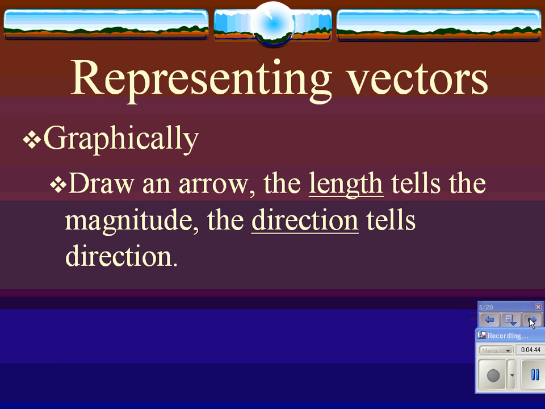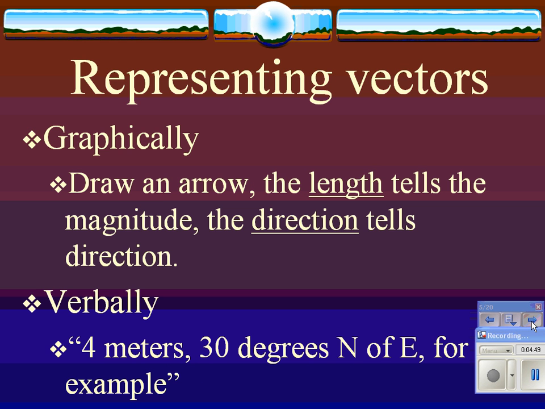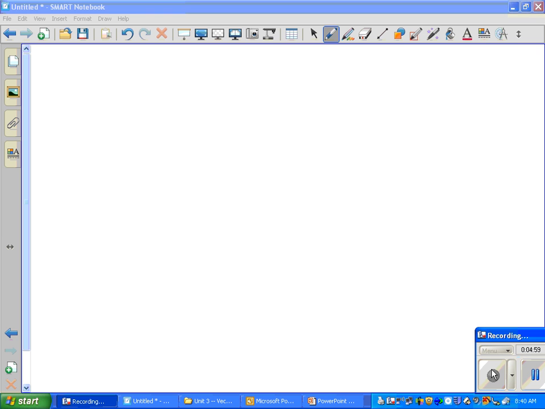I can also describe vectors verbally. For example, my displacement happens to be 4 meters, 30 degrees north of east. That would be one way of also describing a vector: 4 meters being the magnitude, 30 degrees north of east being the direction.